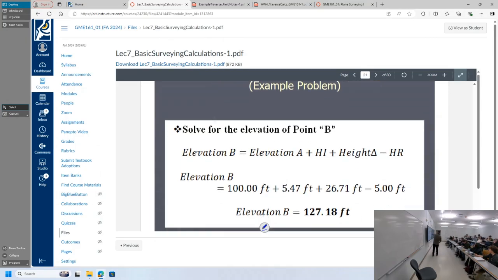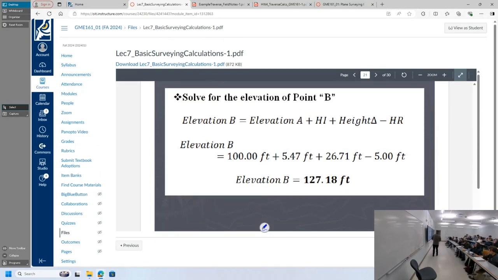So now what we ultimately need is the elevation of B. We're going to go: our elevation A plus our HI plus the delta height minus the HR. So let's go back through, and you can see it's 100 feet plus your givens, your 5.7, what you solved for, and your other given is subtracted. Your elevation is 127.18.